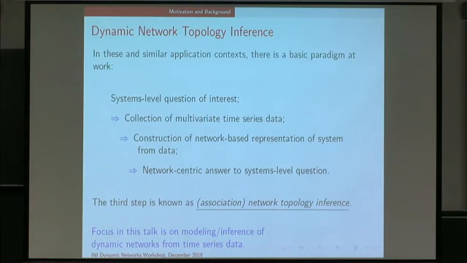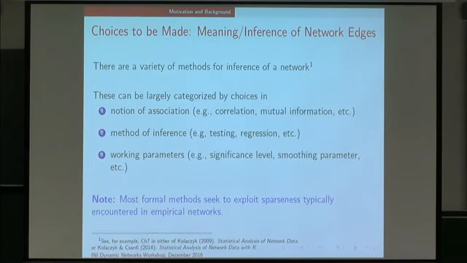At 10,000 feet, this is something that's done over and over and over. The step here is the one that I'll be interested in today. It's known as network topology inference in the statistics literature. Sometimes it's particularly called an association network. There are many types you might infer, and what we're going to be talking about is modeling and inference of dynamic versions of these. Okay, so a little bit of background.